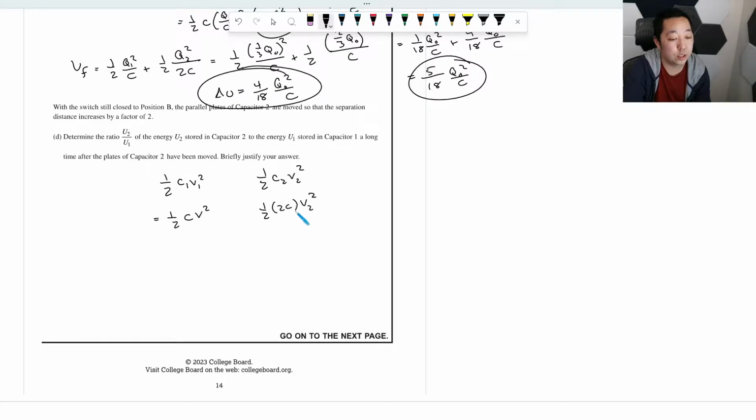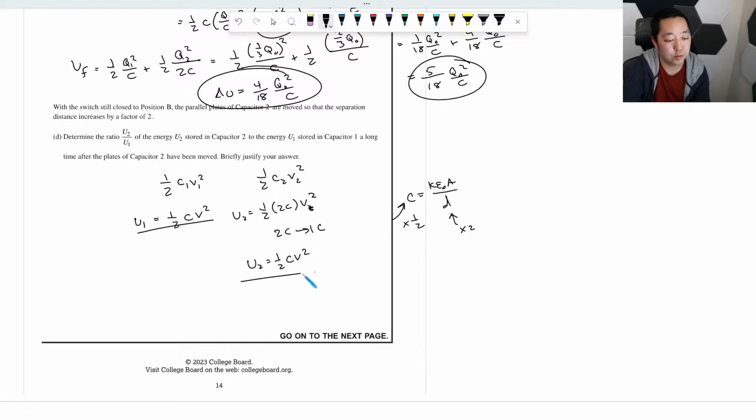So this is U1, this is U2. Now if you double the distance, capacitance is kappa epsilon naught A over D. If I double the distance, that means the capacitance is going to be times 1/2. So this 2C is going to go to 1C, because it's going to be half. So U2 is just going to be 1/2 C V2 squared, but it's the same voltage here.